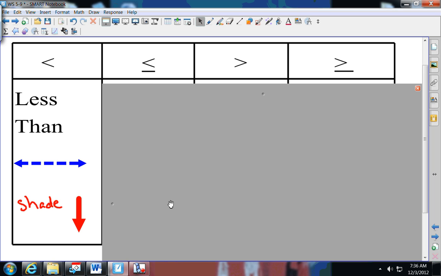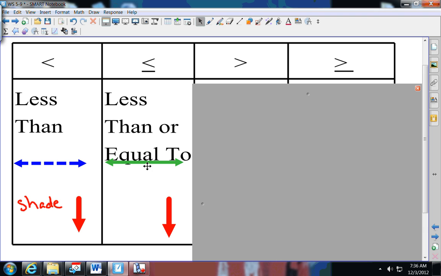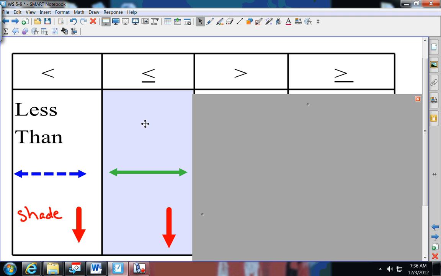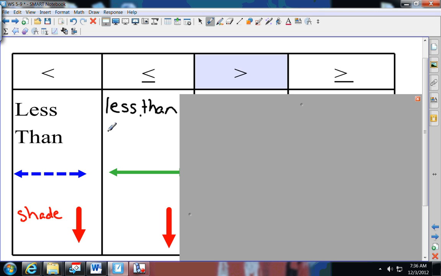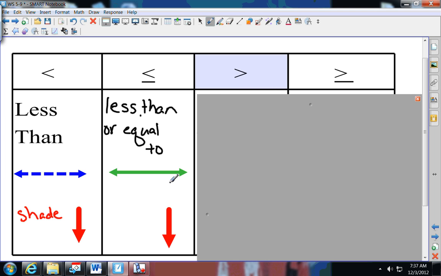The next one on here, that symbol right there is less than or equal to. Let me move my little bar down. Less than or equal to. Okay. And notice that it has a solid line. This is what we're going to graph with, a solid line, and we're still going to shade down.